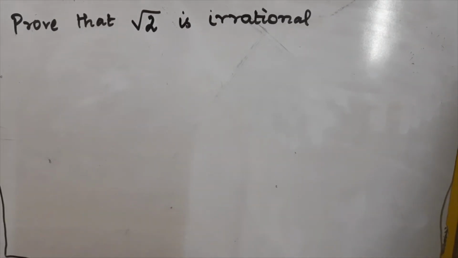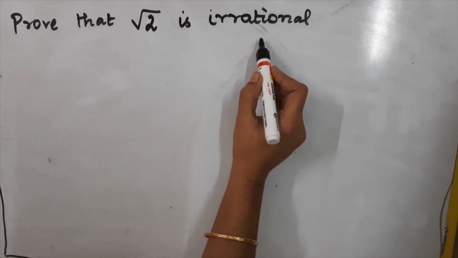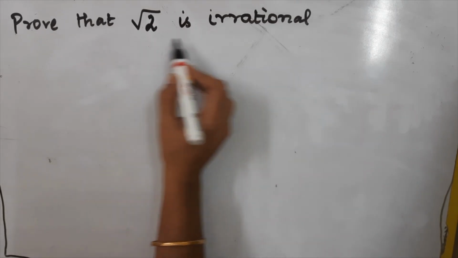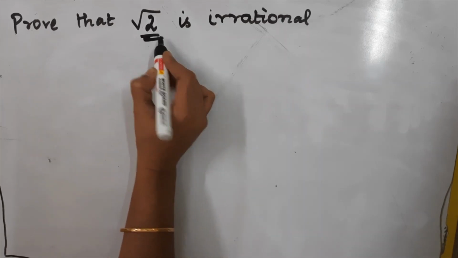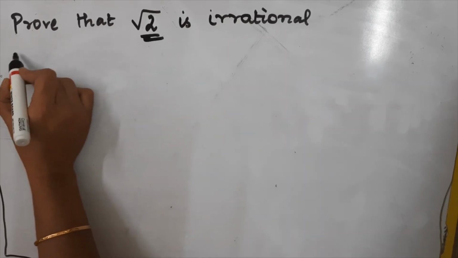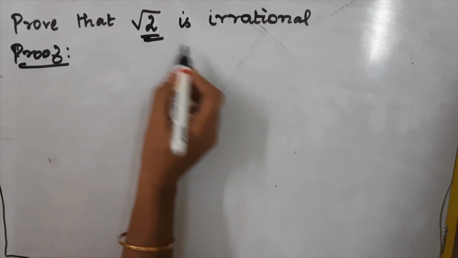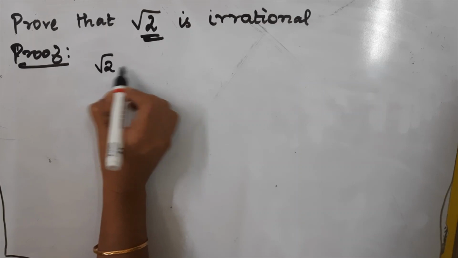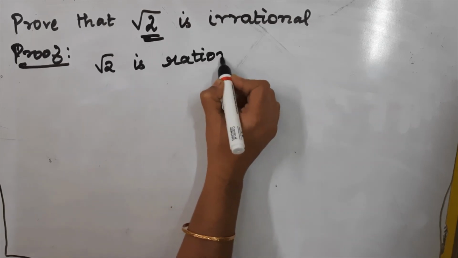In this video we are going to prove that root 2 is an irrational number. So we are going to see how to prove this question. To prove that root 2 is an irrational number, we'll assume the contradictory, that is, root 2 is a rational number.